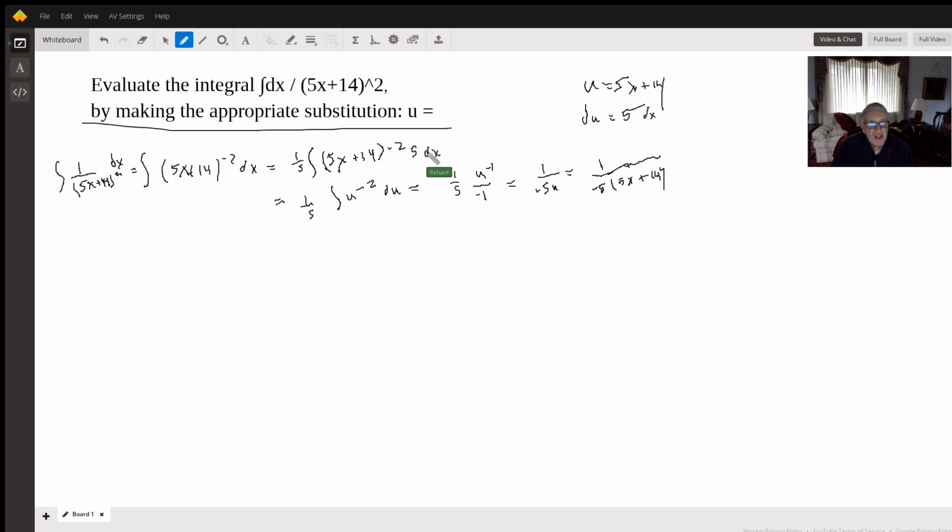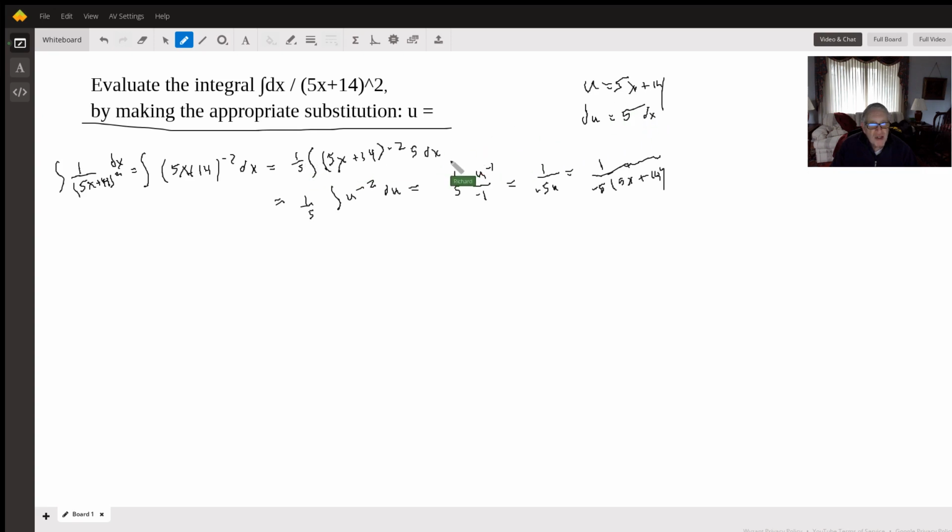I need a 5 dx because ultimately I want du here. So 5 dx is du, and (5x plus 14) to the negative 2 is just u to the negative 2. To get the 5 out here, I had to compensate by putting a 1/5 in front. So that's all it is.